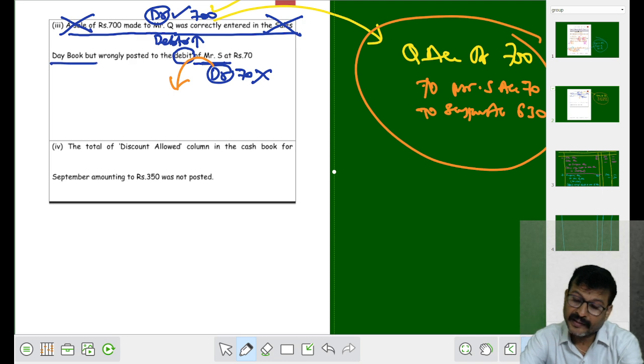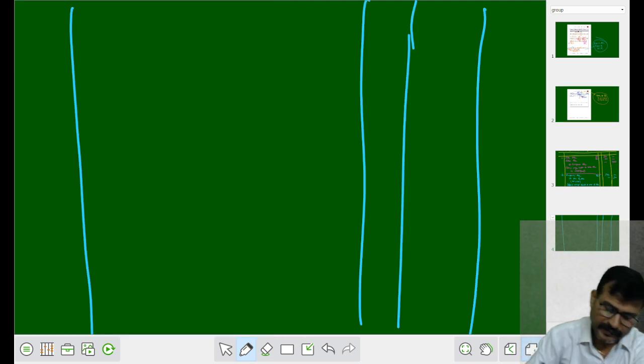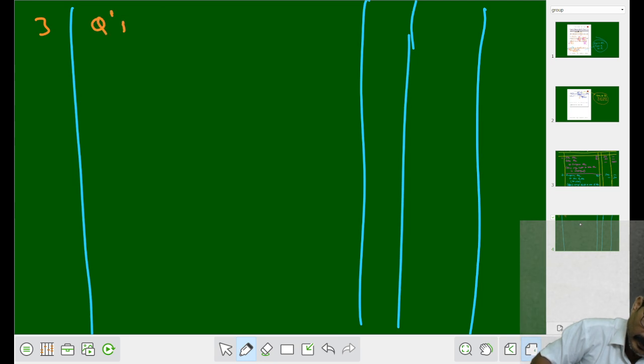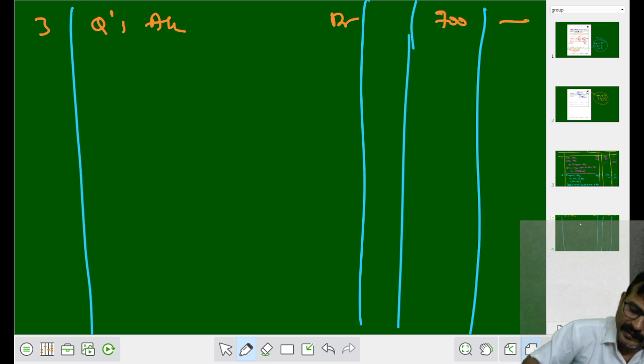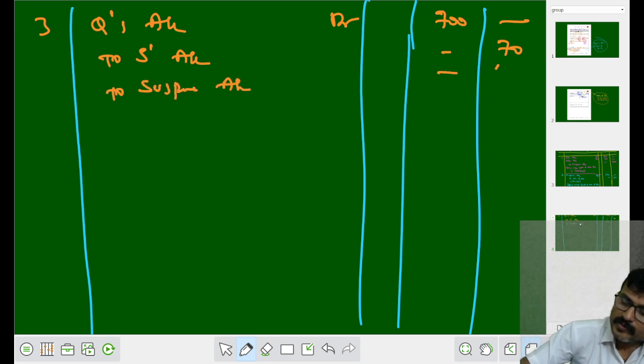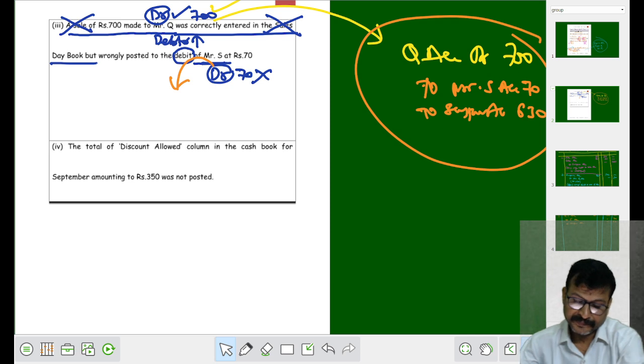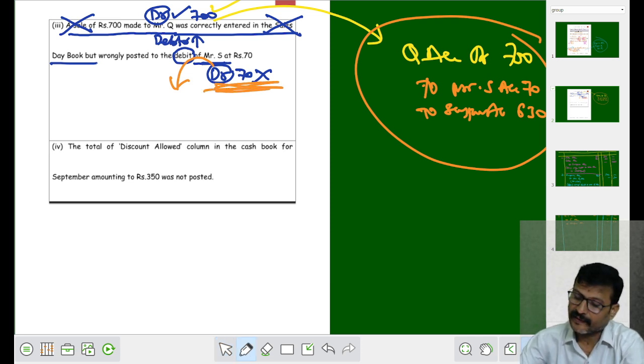What is the entry? Q's account debit, to S account, to suspense account. Your entry will be Q's account debit 700, to S account 70, to suspense account 630. Right? Being wrong debit to S account is rectified.